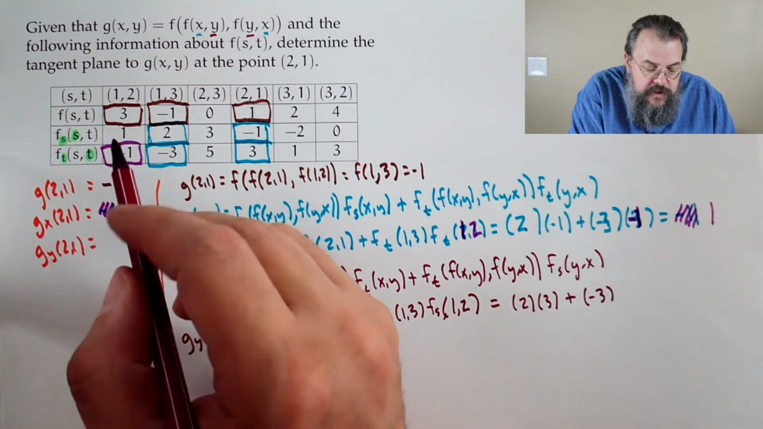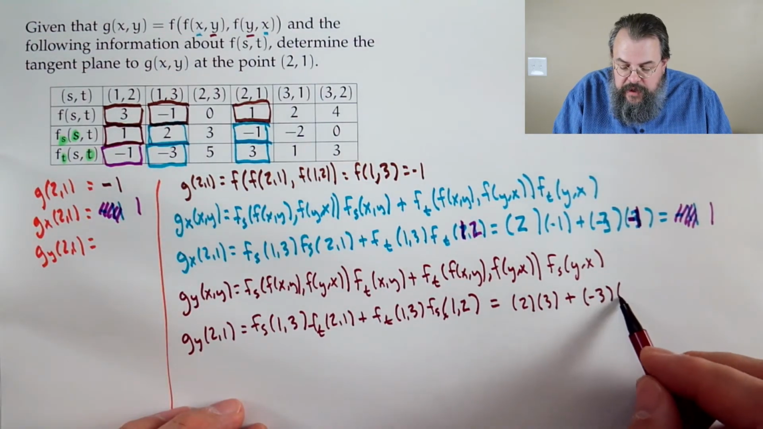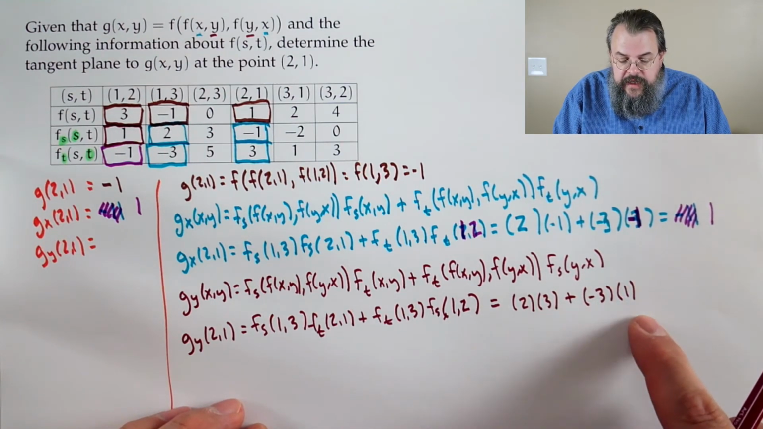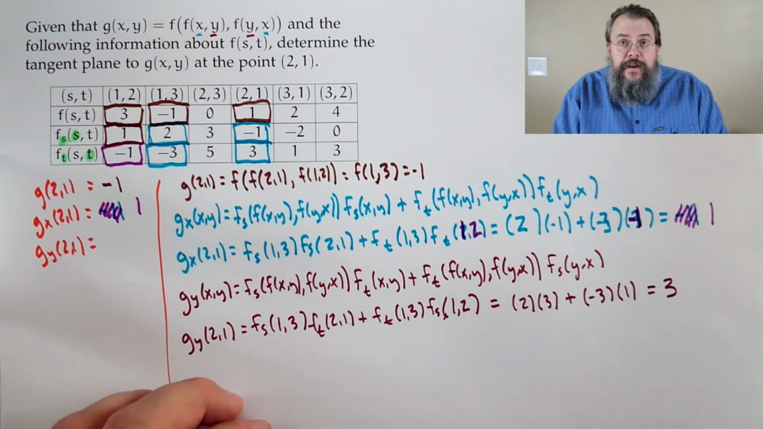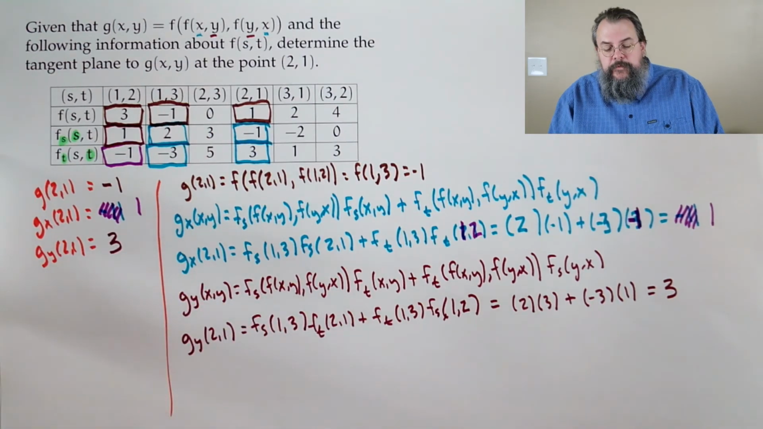F sub s at 1 comma 2 is here, and that'll be a positive 1. So you get 6 minus 3, which leaves us with 3. All right, so that is 3. Good.